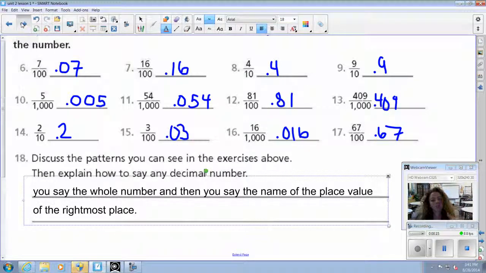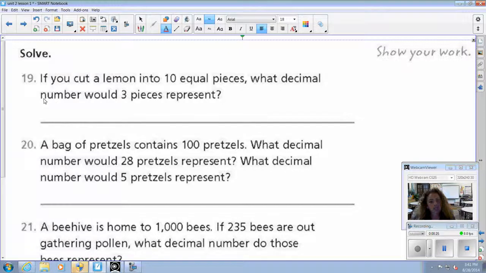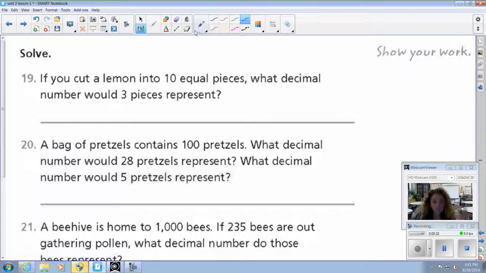Okay, so let's continue trying this. If you cut a lemon into 10 equal pieces, what decimal number would represent that? Well, tenths, right? 3 tenths. If it's easier for you to start out by going, okay, well that would be 3 tenths, right? And then changing that into a decimal, 3 tenths, then please do so.